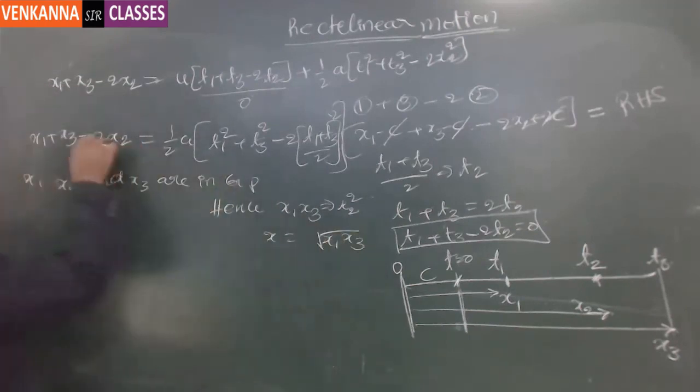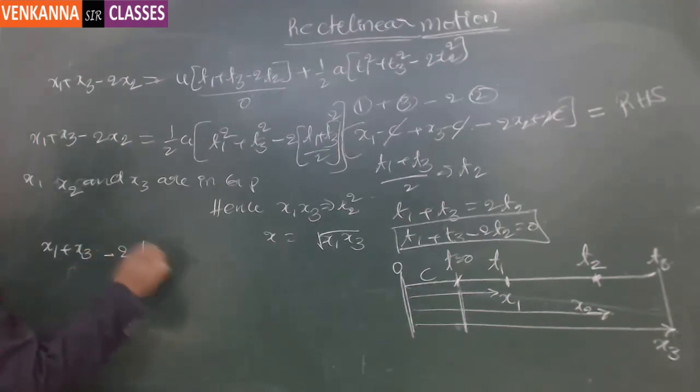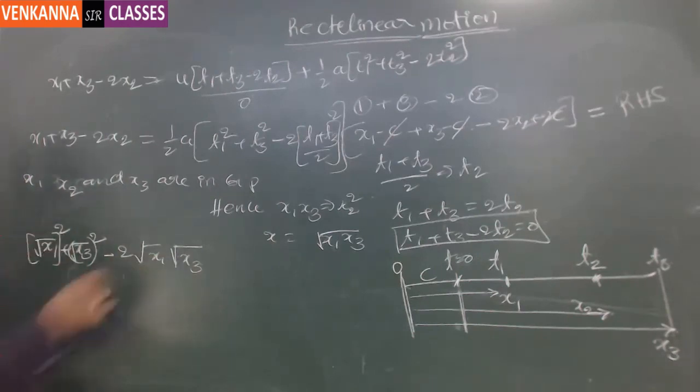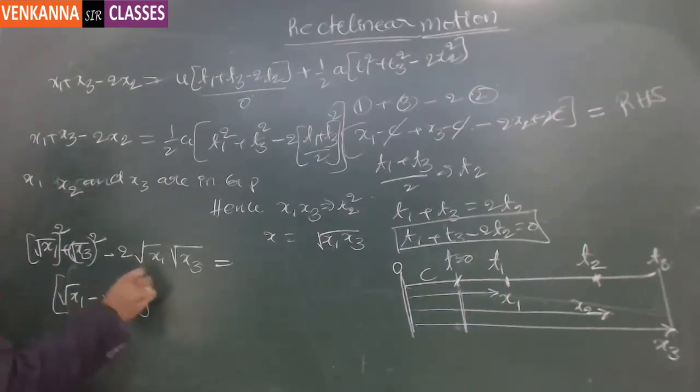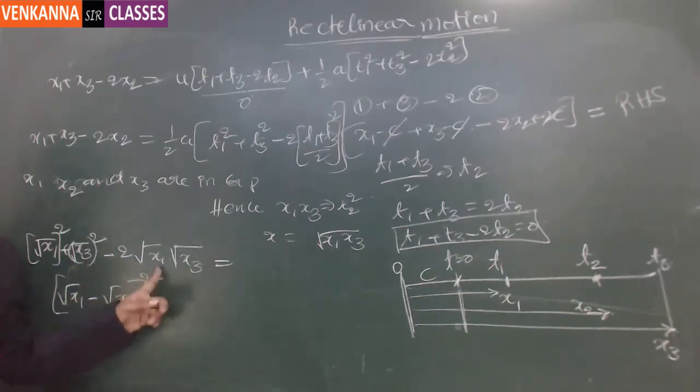Now if I replace it here, x1 plus x3 minus 2 times square root of x1 times square root of x3. And this I will call as root x3 whole square and root x1 whole square. Now if you notice, this is root of x1 minus root of x3 whole square on the left hand side, because it's the a square plus b square minus 2ab format.